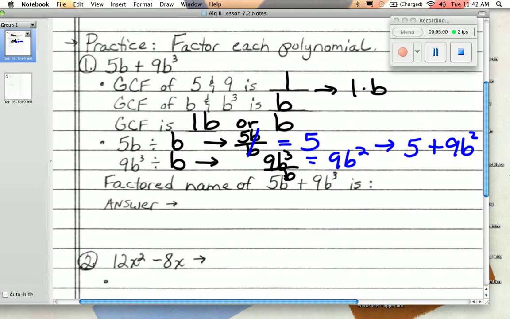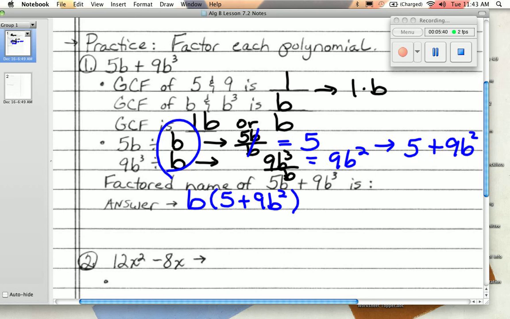Okay, but what's the first thing we divided out? What was our GCF? What did we divide by? B. We divided by b, that's our GCF. Note, what did it say up above? The resulting factor, the other factor, will be the resulting terms after you divide by that GCF. Well, after we got done dividing by that GCF, here's what we had: 5 plus 9b squared is what we had after we divided that b out.